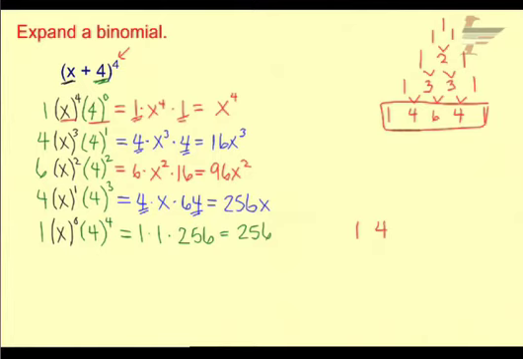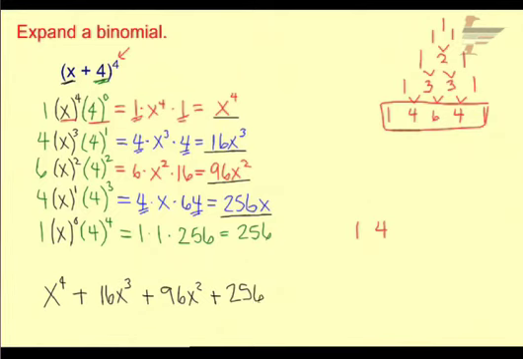So now we're just going to take each of these terms and write our answer out horizontally, starting with x to the 4th. Because our next one, the 16x cubed, is positive, we're going to put a plus in between these. So plus 16x cubed plus 96x squared plus 256x plus 256. And there is our final answer.